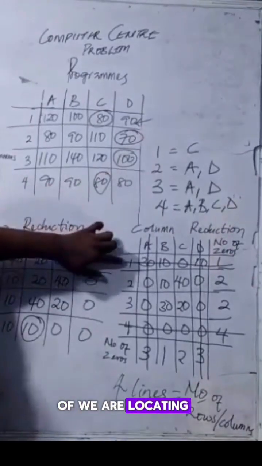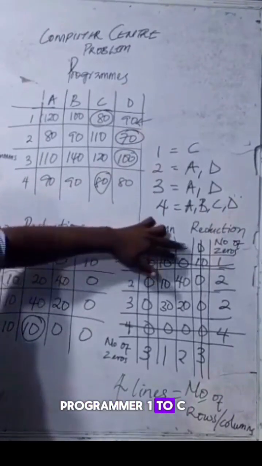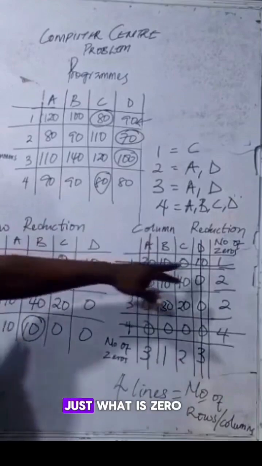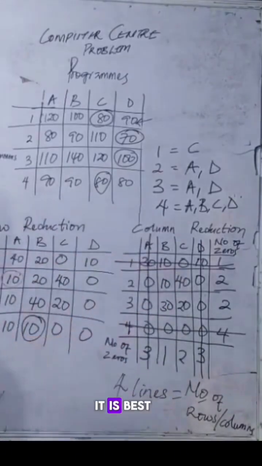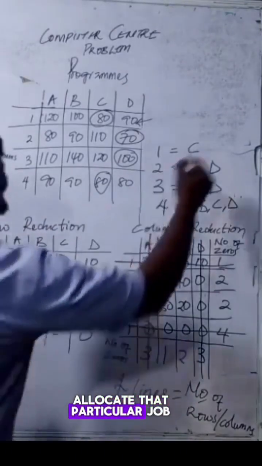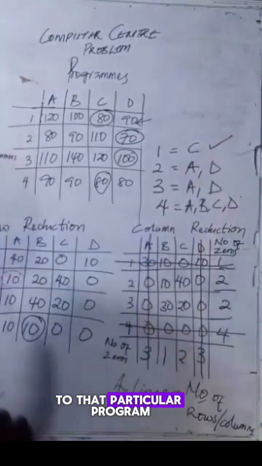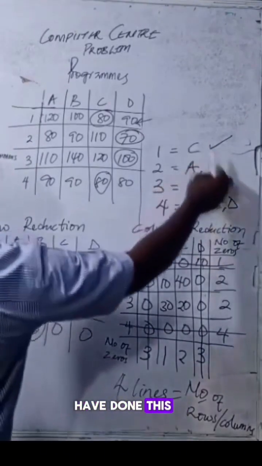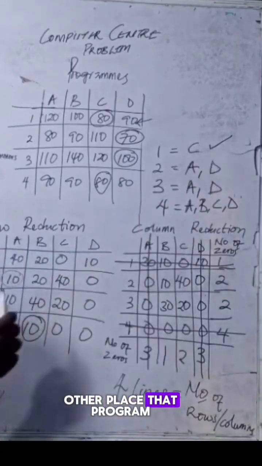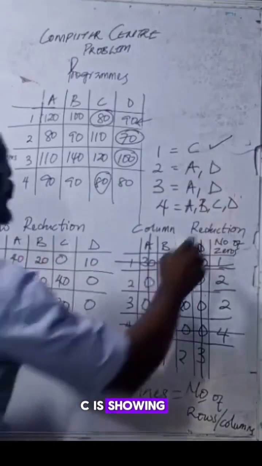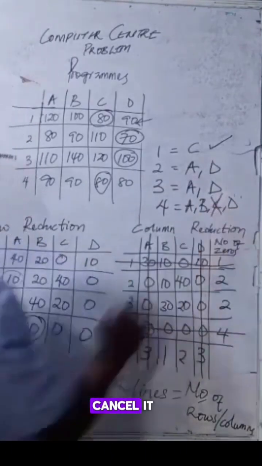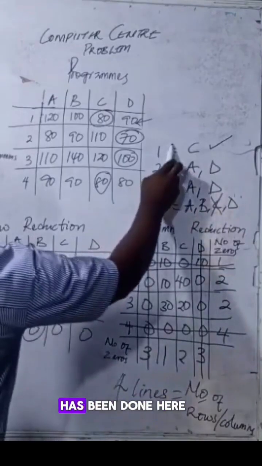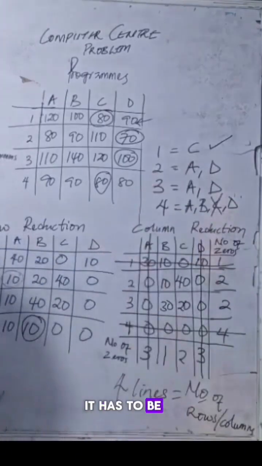of allocating programmer 1 to task C is just 0. So it is best for us to allocate that particular job to that particular programmer. Then the next thing we have to look at is that, the moment we have done this, every other place that C is showing, we have to cancel it. Because the allocation has been done here, it has to be cancelled here.